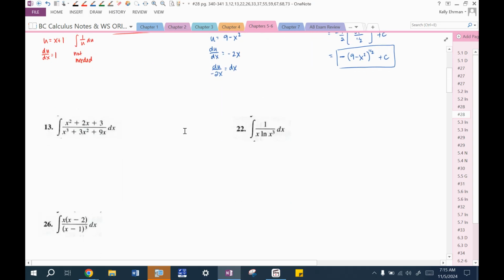Okay, for the next one, I see that u is usually going to be the denominator. It's definitely going to be the higher degree thing. So let's see. Let's let u equal x cubed plus 3x squared plus 9x. And then du/dx will equal 3x squared plus 6x plus 9.